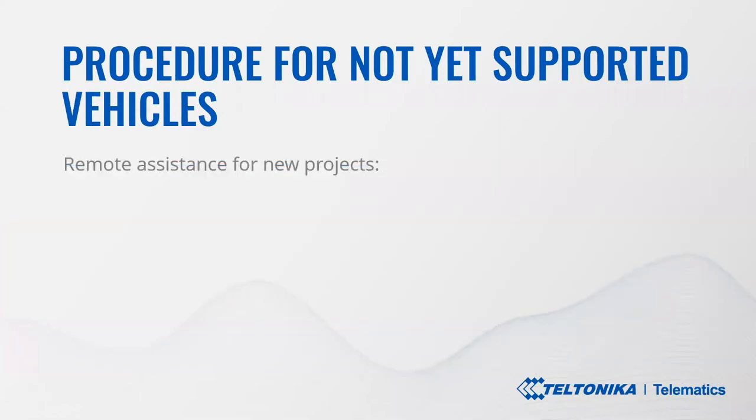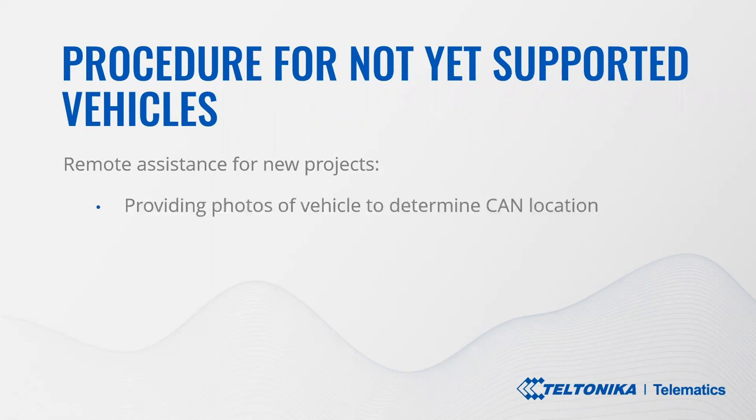Remote ways of assistance for new projects. When there is a demand for a new vehicle, we are able to request our team to research it and have it tested, or alternatively to specify at least the location of the CAN bus. In case of such a request, we usually ask for photos of the vehicle, and of the connectors that are found there, usually in the OBD port location.